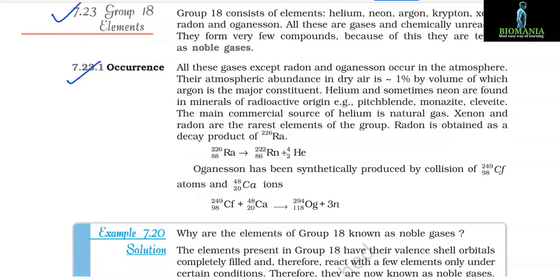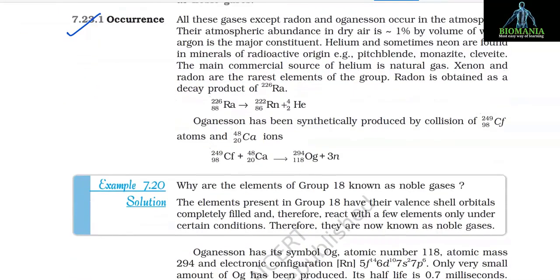7.23.1 Occurrence. All these gases except radon and oganesson occur in the atmosphere. Their atmospheric abundance in dry air is approximately 1% by volume, of which argon is the major constituent. Helium and sometimes neon are found in minerals of radioactive origin, for example pitchblende, monazite, cleveite. The main commercial source of helium is natural gas. Xenon and radon are the rarest elements of the group.